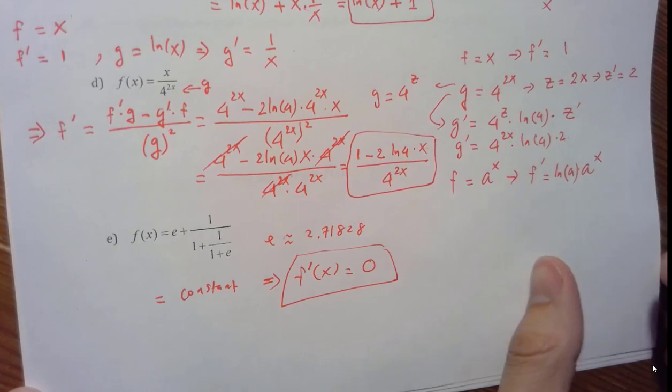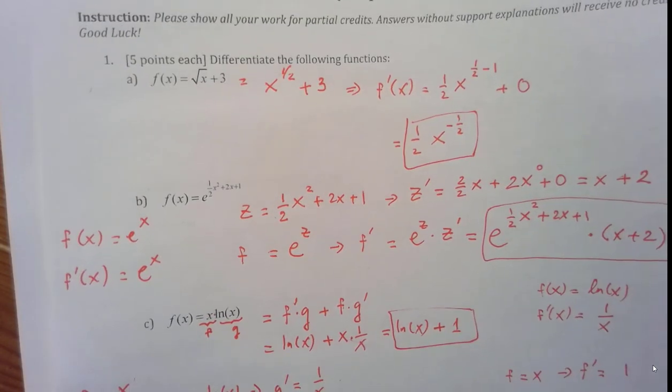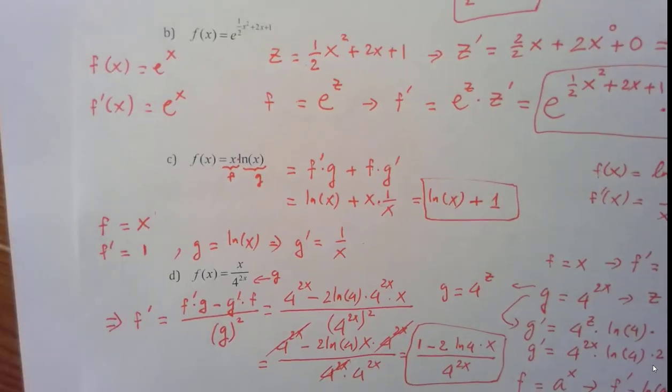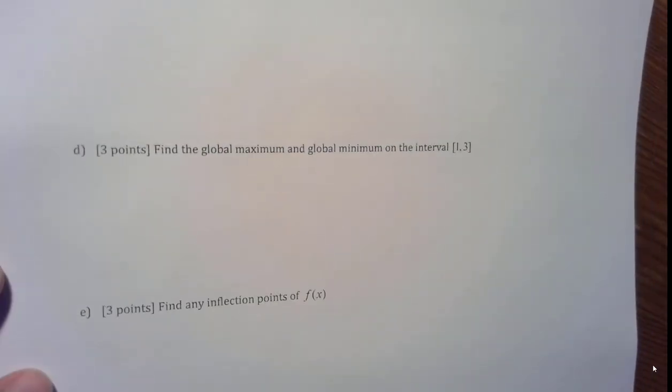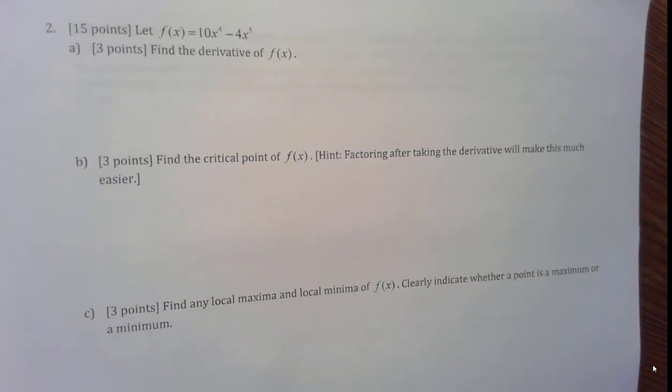Okay, so that's the first problem, 5 points each: differentiate A, B, C, D, and E. The second problem: we let the function f of x be 10 x to the 4th power minus 4 x to the 5th. Now, part A, find the derivative of f of x.